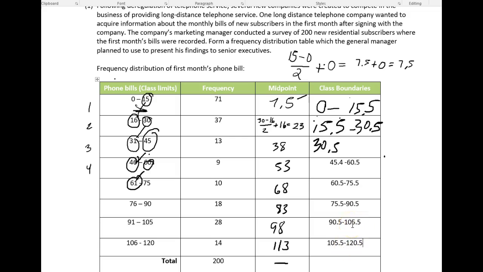So all you're doing is splitting the difference between the upper bound of the previous class and the lower bound of the succeeding class. Because these bounds are just separated by 1 unit, you can just add a half unit or subtract a half unit depending on which bound you're looking at. And then I believe is that one. Sorry, we missed that one. That one is 30.5 to 45.5.